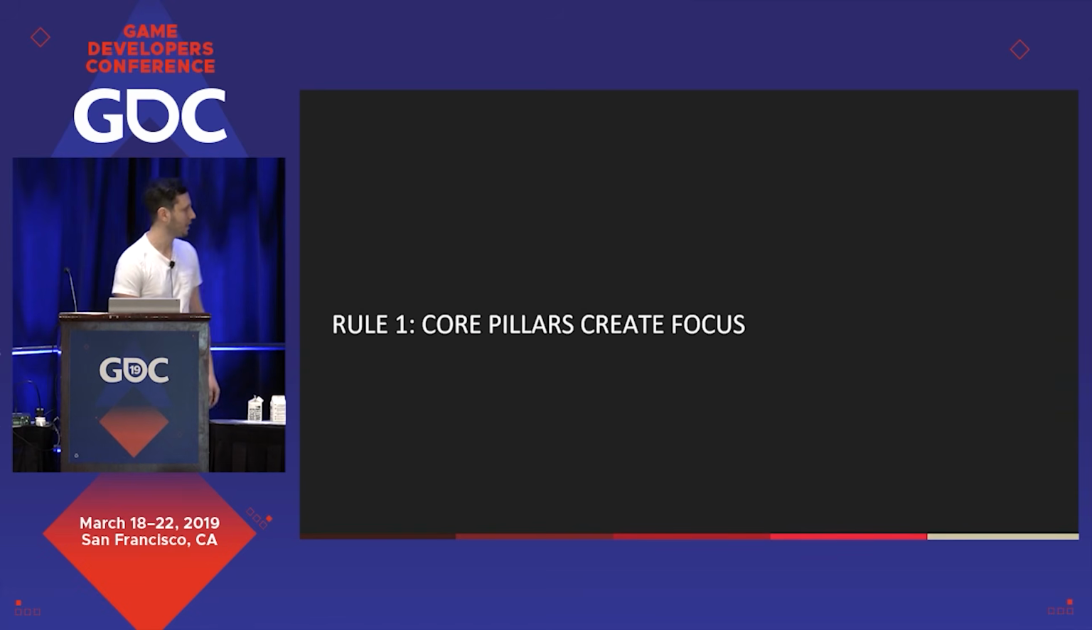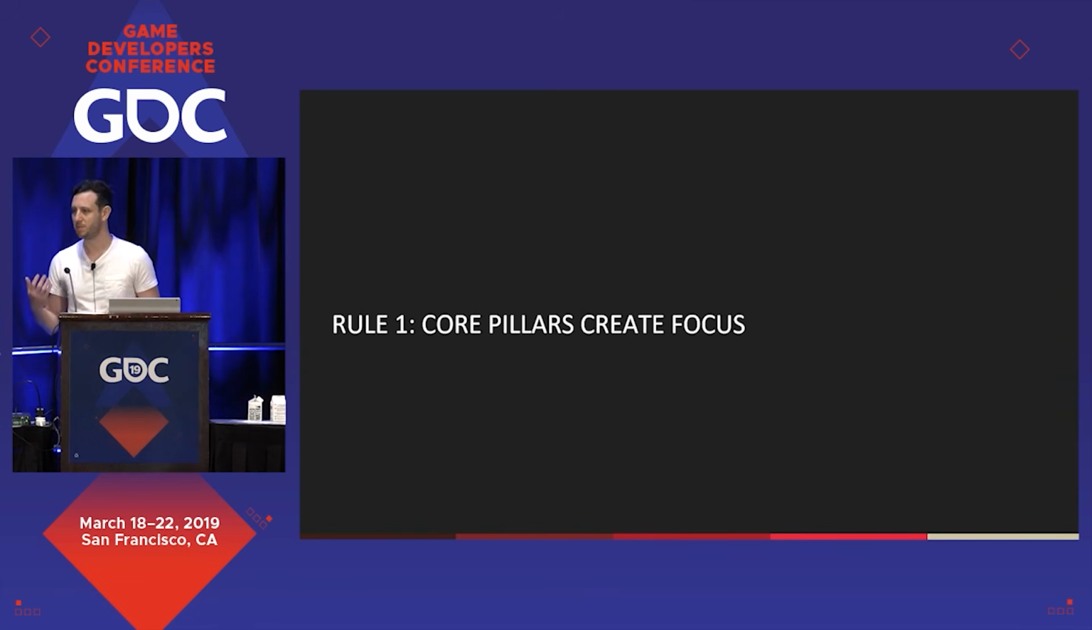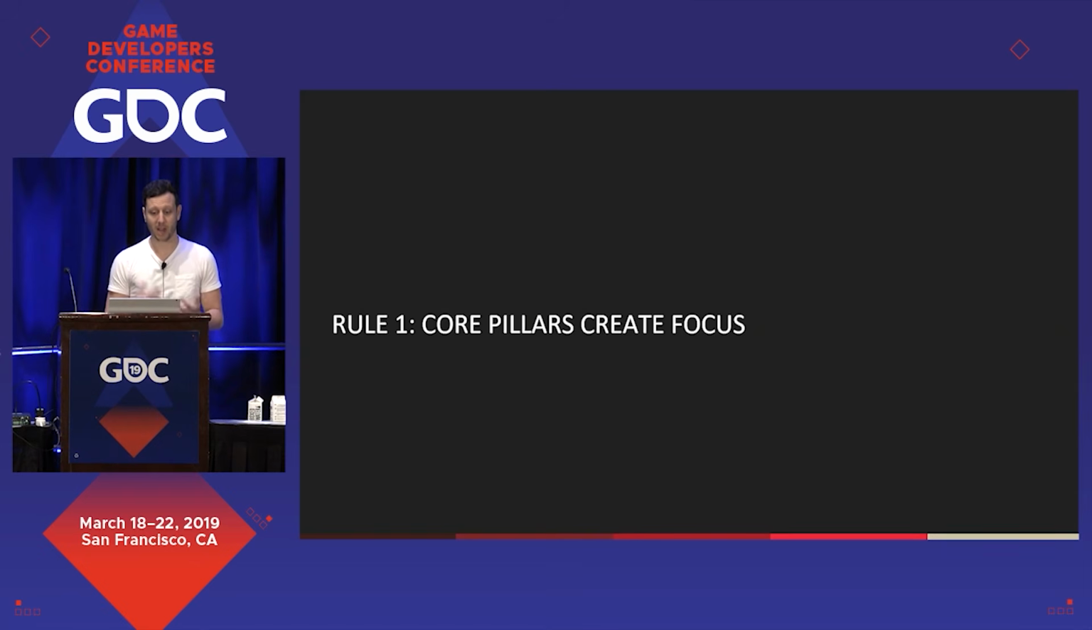So to get us started, here's our first rule. It's all about core pillars. Sometimes a contentious topic in game design. Some people really like to use core pillars. Some people don't. I think they're great. I like core pillars because they let us know what to focus on. You could sort of think of them maybe as a lens of focus that help us to all start thinking in the same direction together.